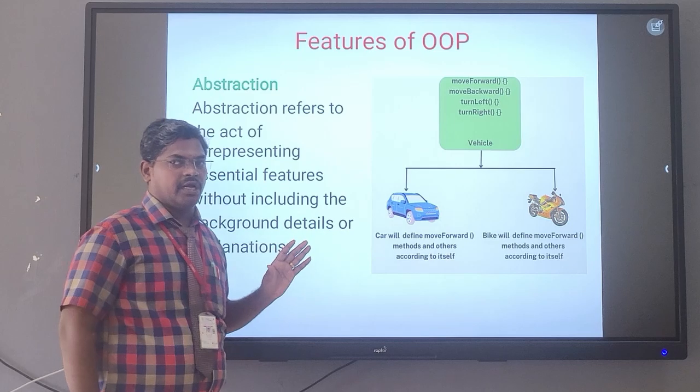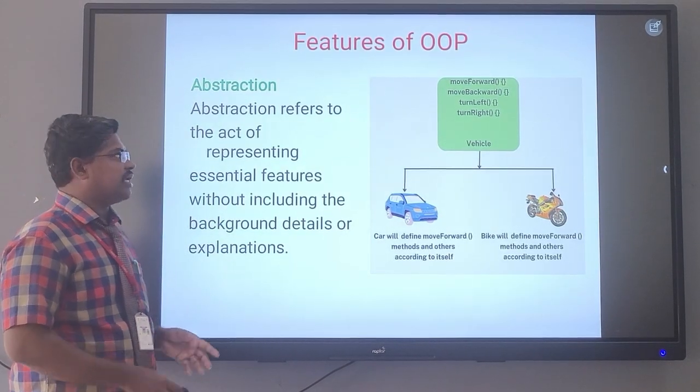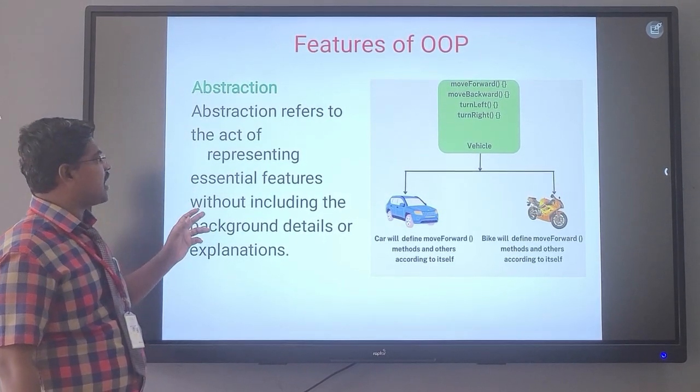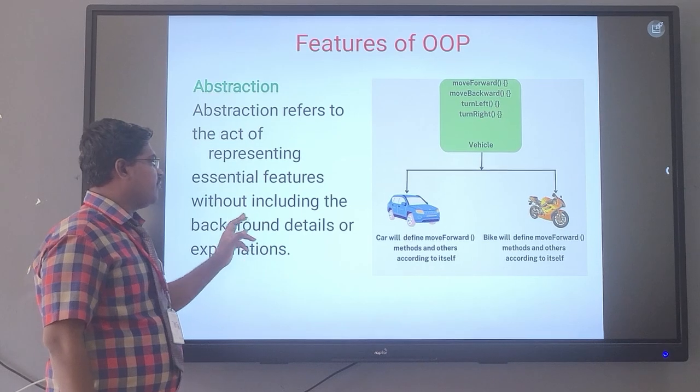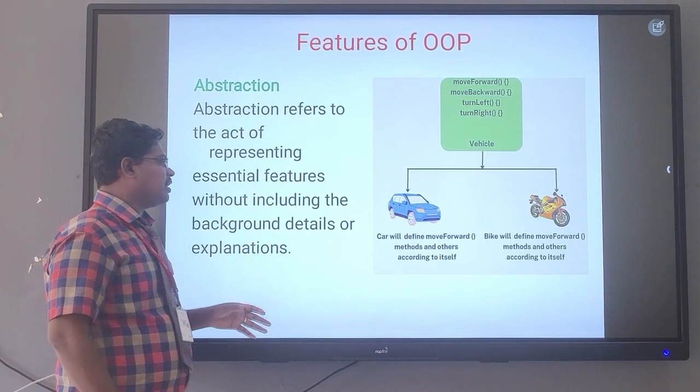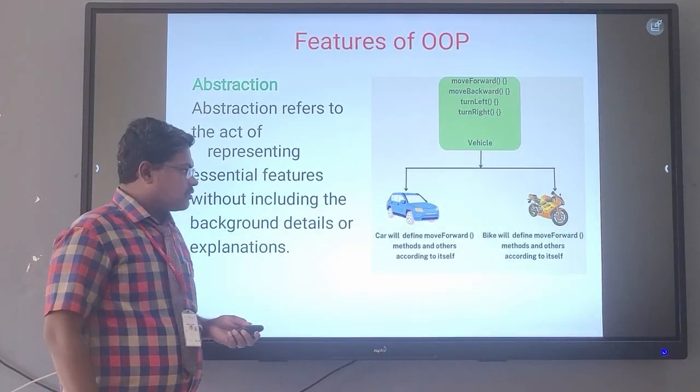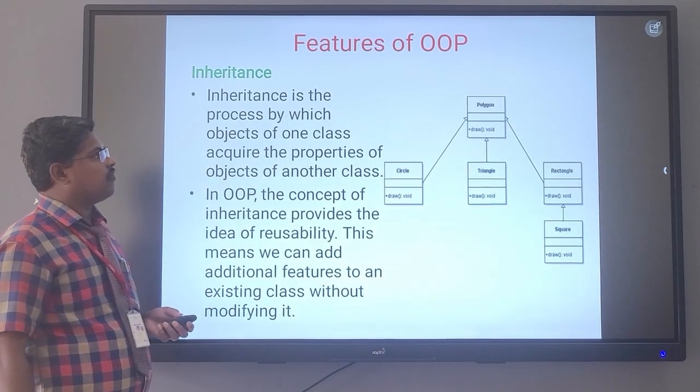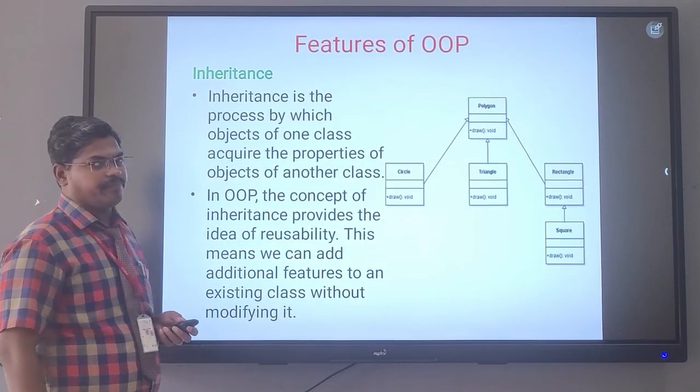Okay, this is the abstract, data abstraction. This only focuses on the essential details. Abstraction refers to the act of representing the essential features without including the background details or explanations. Okay, so the next one is the features of OOP: inheritance.